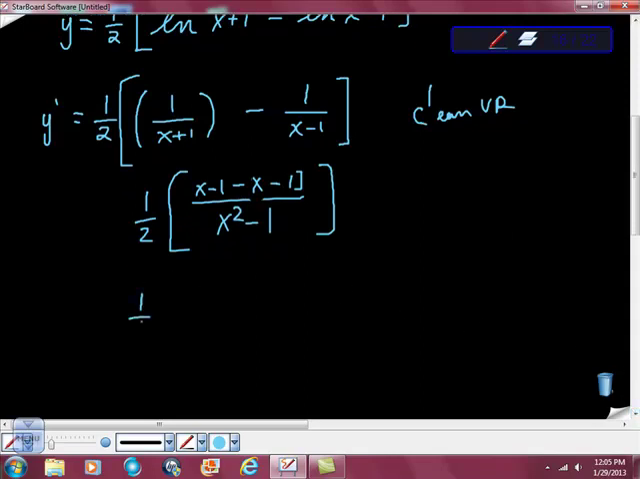So we get 1/2 times negative 2 over x squared minus 1, right? Is that still good? That's still good math, isn't it? This 1/2 cancels this 2 up here, doesn't it? This 2 goes to 1. Now look at this for a second, because this is a really good looking answer, but it's not the answer they're going to give you.